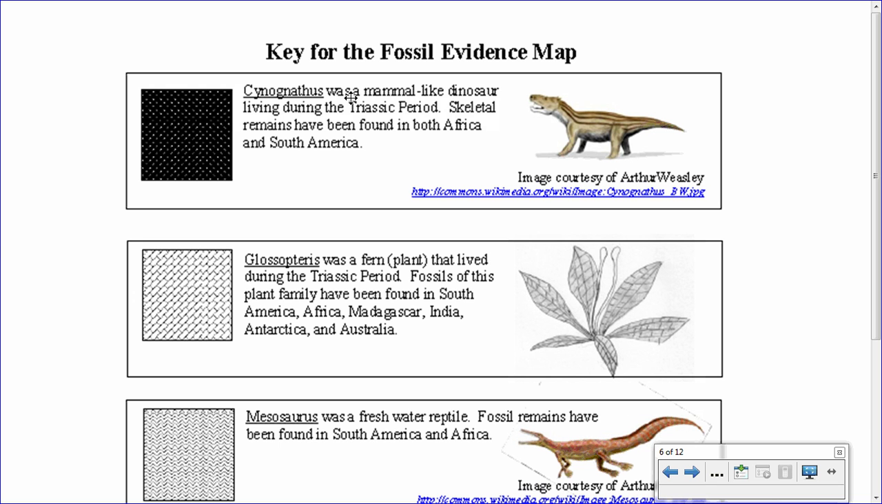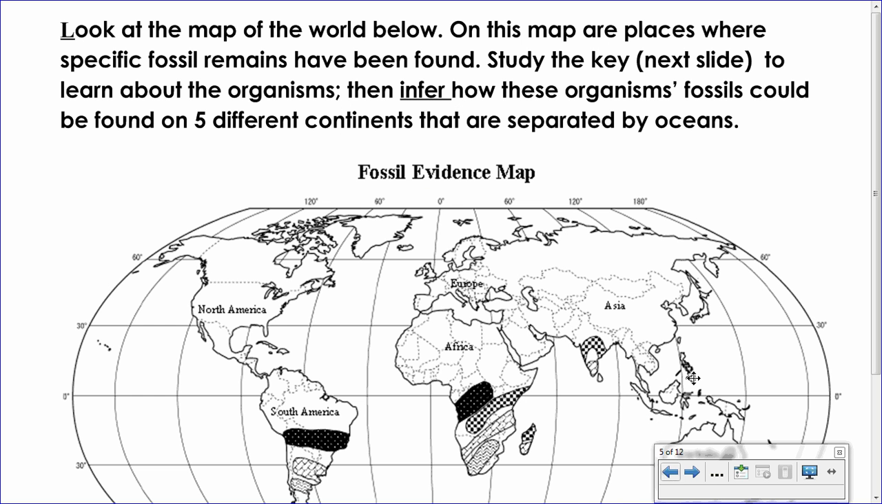Stenognathus. I'm not sure if I said that right, but I did my best. It was a mammal-like dinosaur living during the Triassic period. Skeletal remains have been found in both Africa and South America. So let's go back to the map and look at that. The remains of this animal have been found here and here.